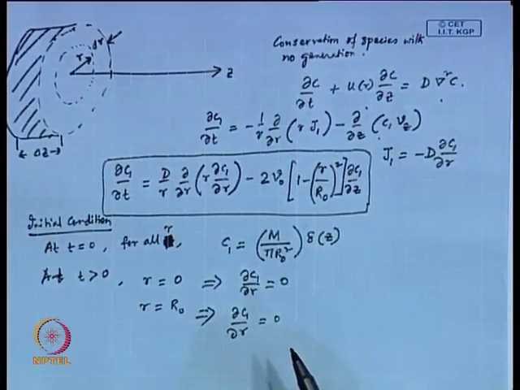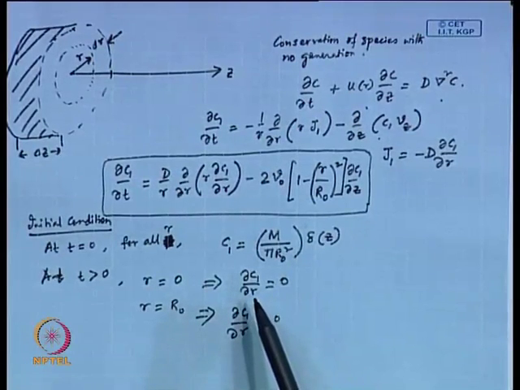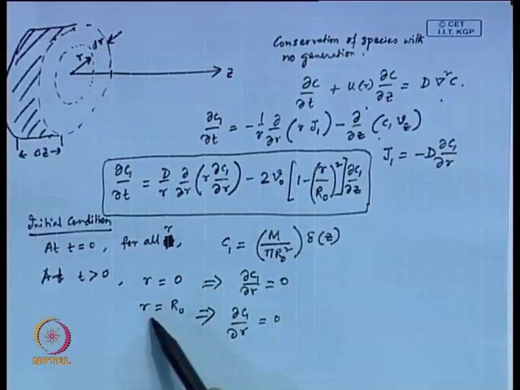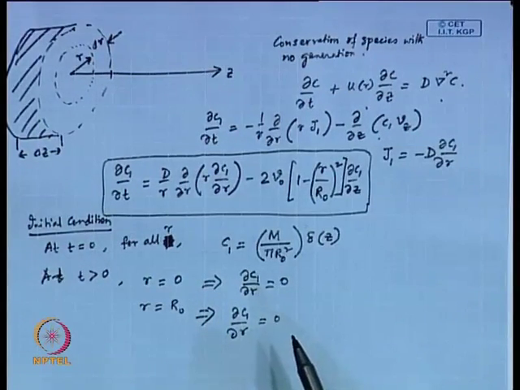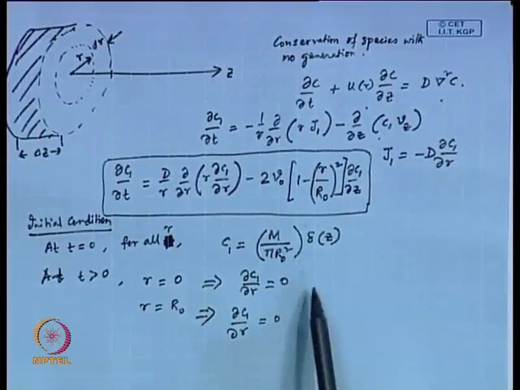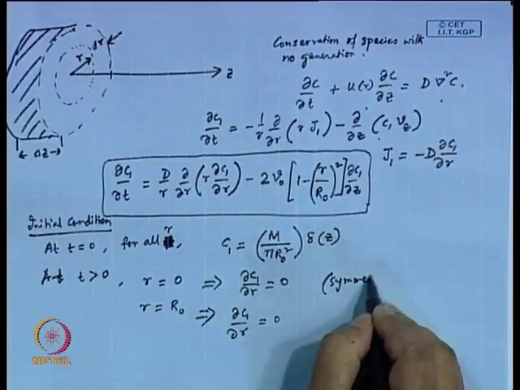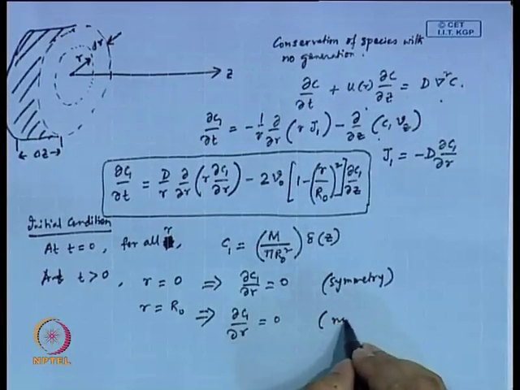But these are for completely different reasons. This one is 0 because of symmetry. At r equal to 0, del C 1 del r is equal to 0 because of symmetry, because whatever is in the upper half is the same as the lower half. And at r equal to capital R 0, there is no solute flowing out. This is basically an impermeable medium. So, that is what it says: the diffusive flux at r equal to R 0, that means at the wall, is equal to 0. So, these are completely different conditions. Here it is by symmetry and here it is by no flow.